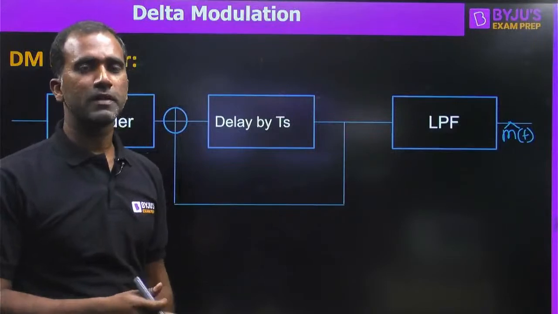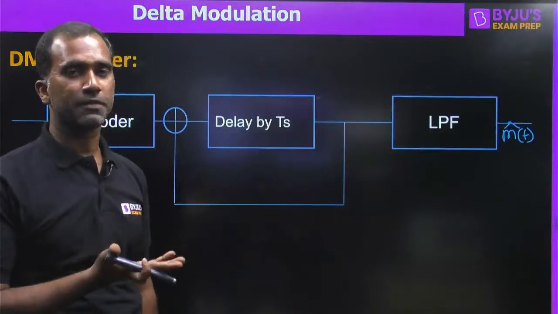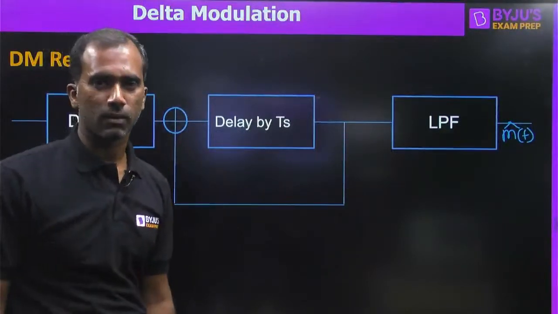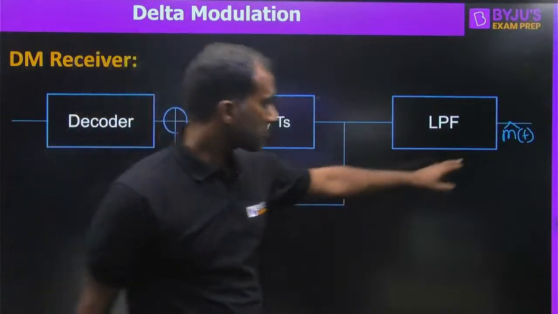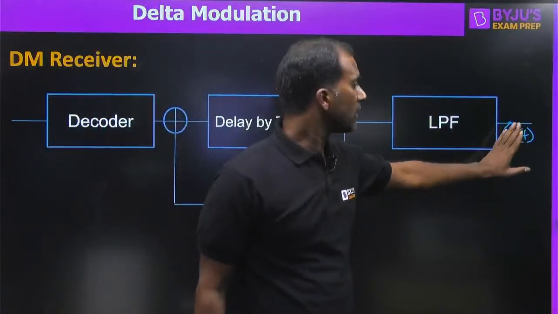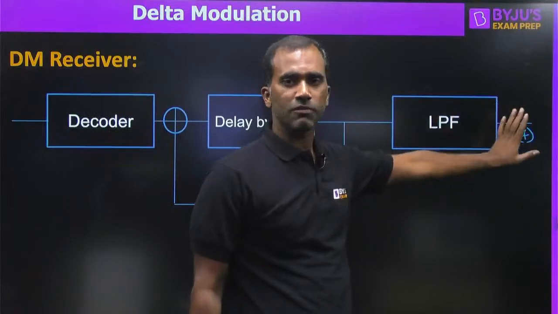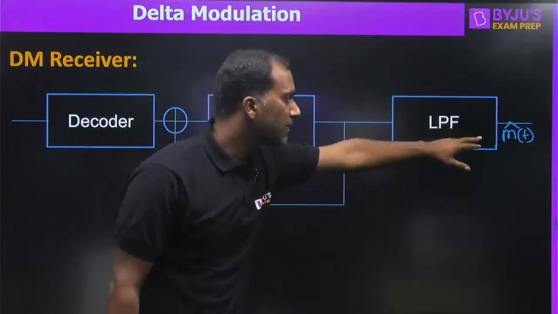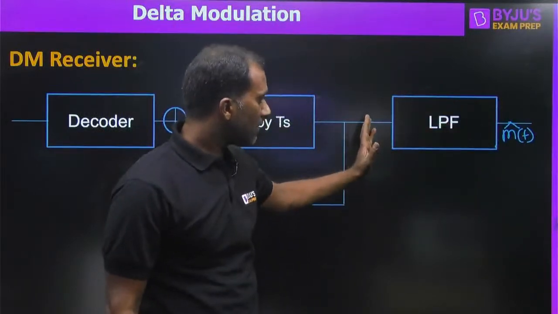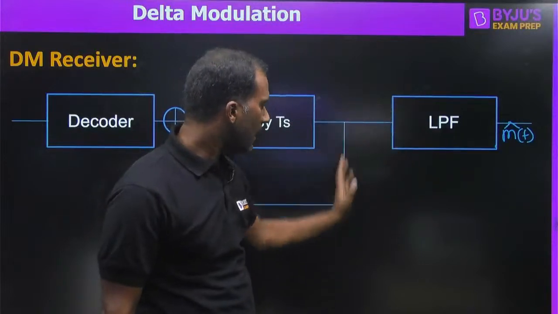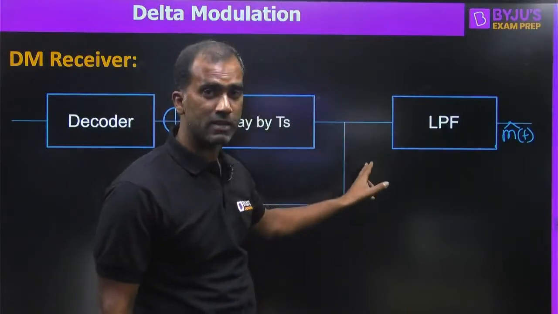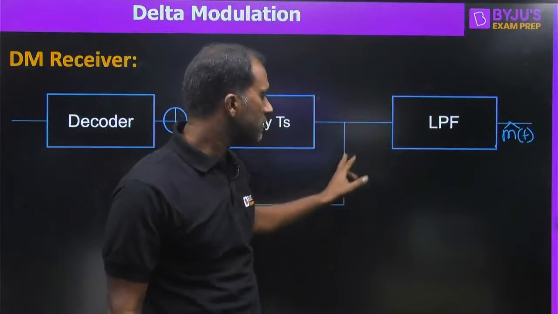m of t and m cap of t might be very close or they might be slightly different, based on how well we design this delta modulator, right? We are expecting m of t here, but we may not get exact m of t, but a slightly distorted version of m of t. But that m cap of t, before passing through the low pass filter, before smoothing, will be some kind of staircase waveform, as we discussed in yesterday's session.